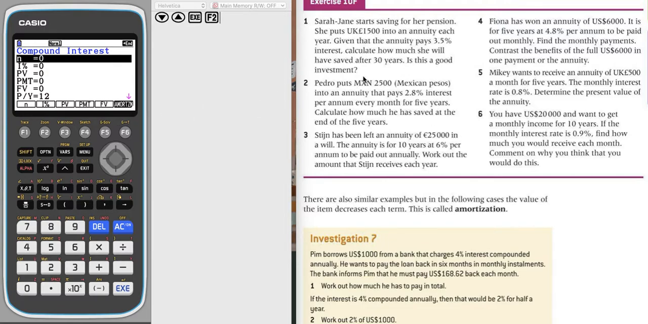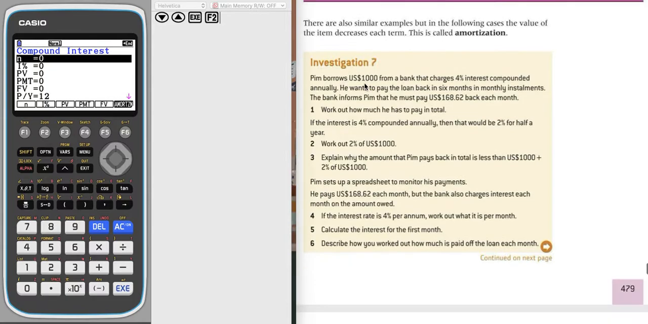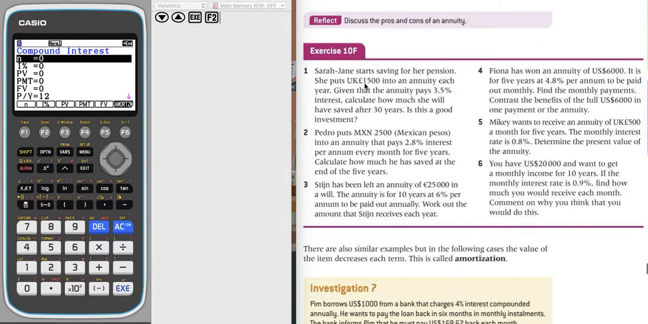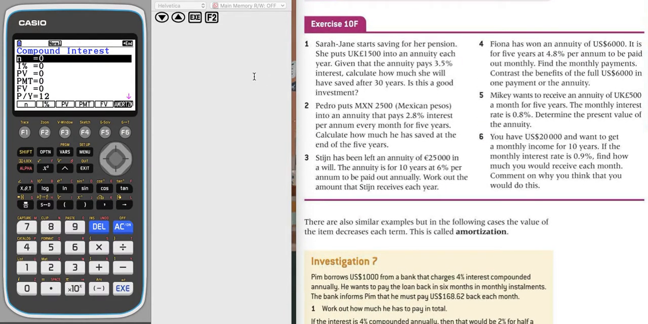If we look at these problems here from exercise 10F in your textbook on page 479, I'm going to work through all of them. Okay, first one. Looking through it here, she puts $1,500 into an annuity each year, at the end of the annuity, she pays in 30 years.